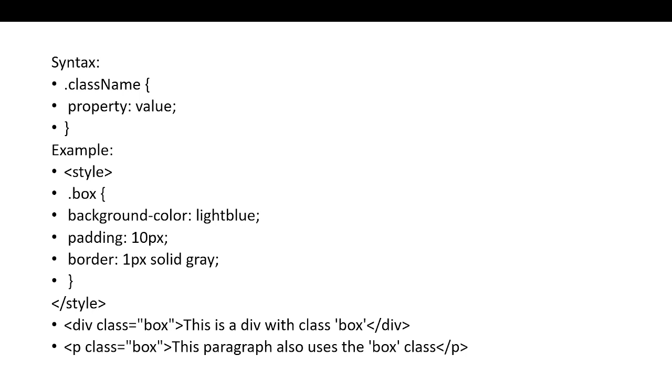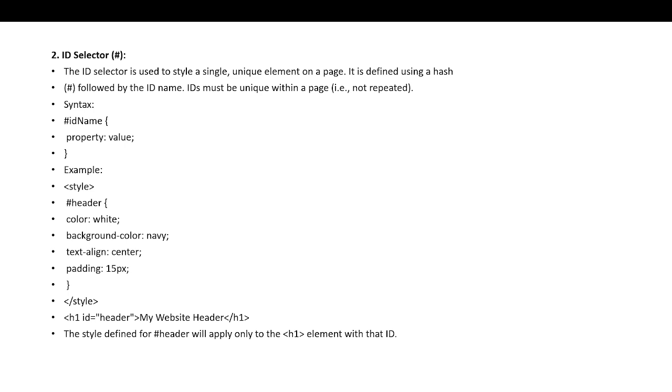Now we move on to the ID selector. When we want to target a single unique element on a web page, the right choice is the ID selector, which uses a specific ID attribute. It is mentioned using the hash symbol followed by the ID name. An ID must be unique within a web page.